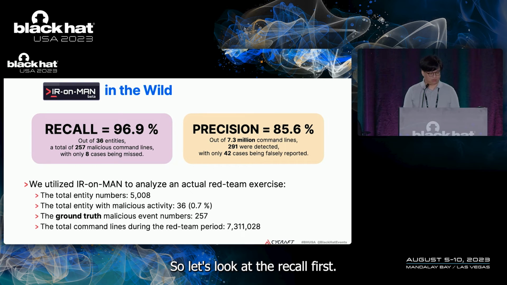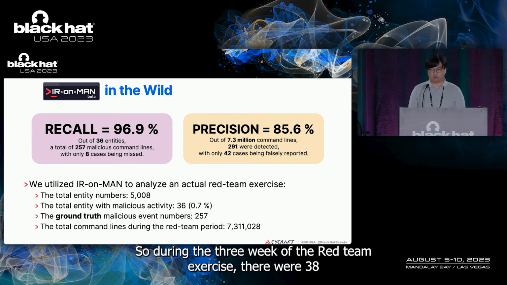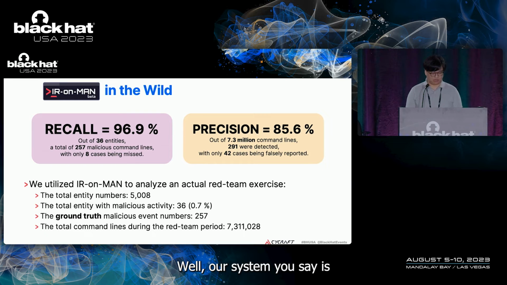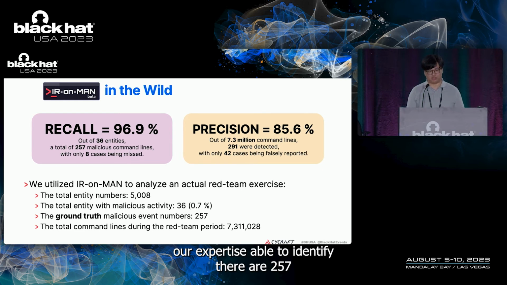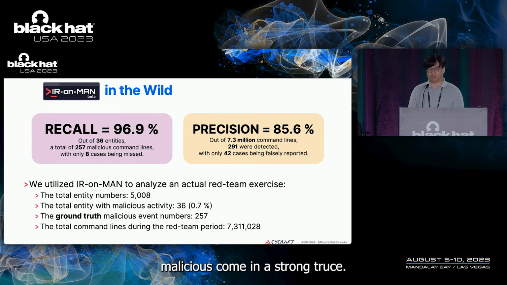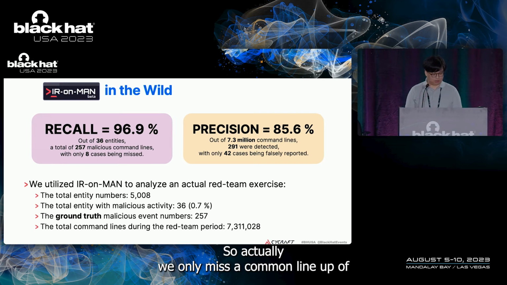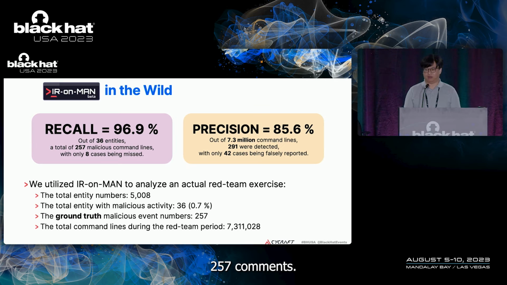Let's look at the recall first. During the 3 weeks of the red team exercise, 38 endpoints were breached by the red team. Among all these 38 endpoints, our expert was able to identify 257 malicious commands as ground truth. IRonMAN performed quite well: we only missed 8 command lines out of 257 commands.